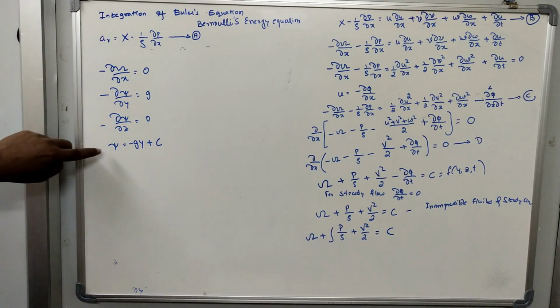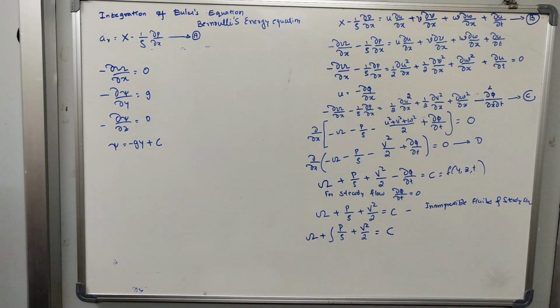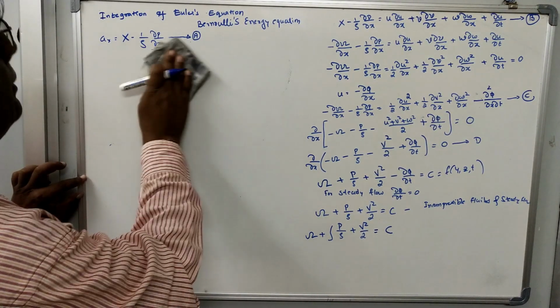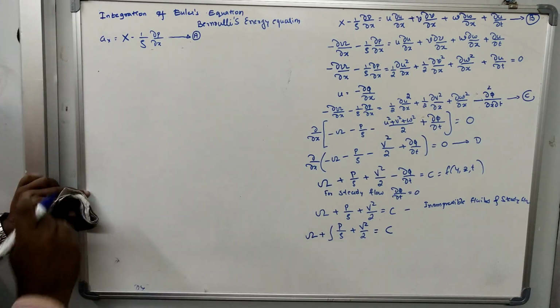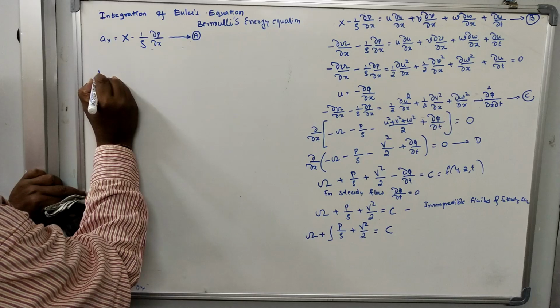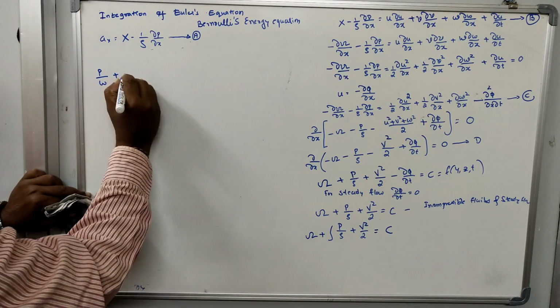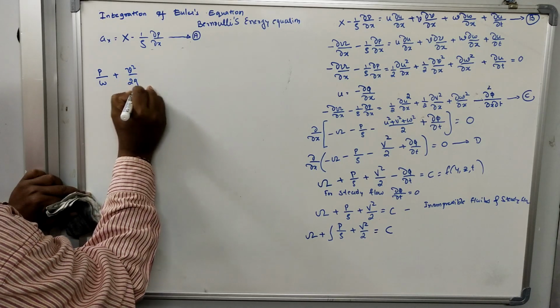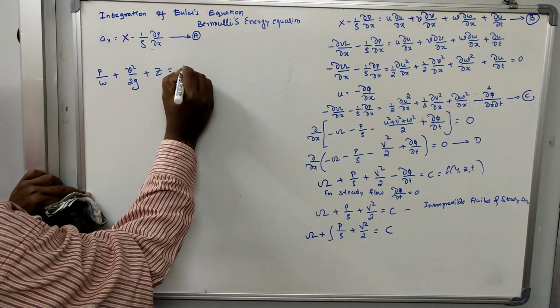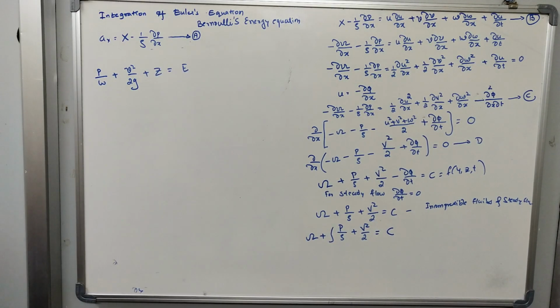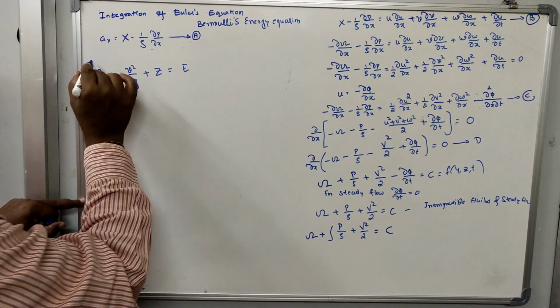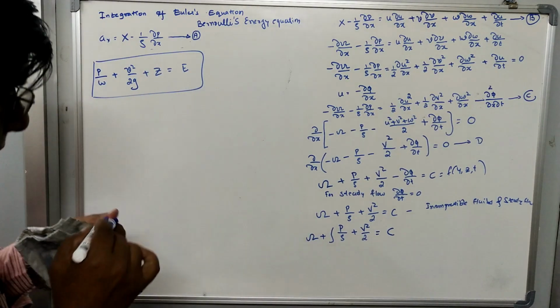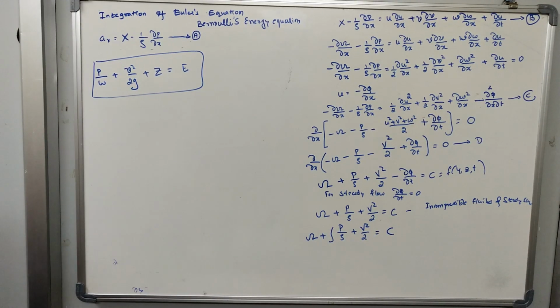Now substituting this in equation A, we are getting force potential, p by w plus v square by 2g plus z is equal to E. Substituting that, this is called Bernoulli's energy equation.